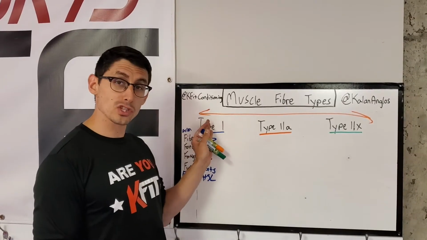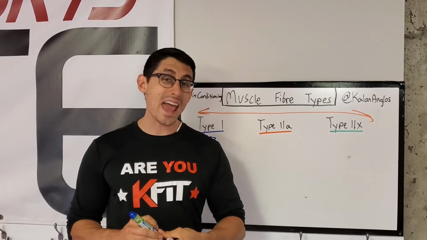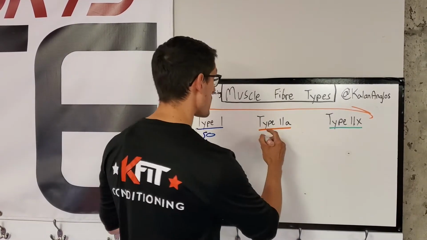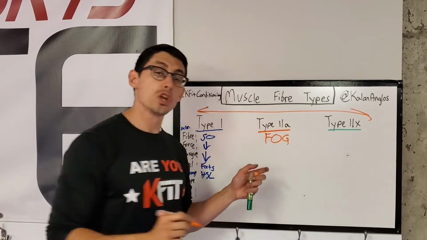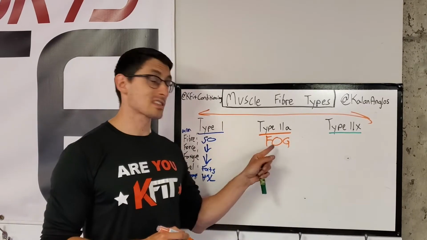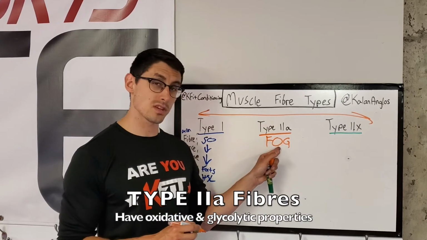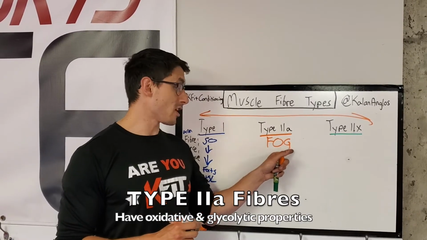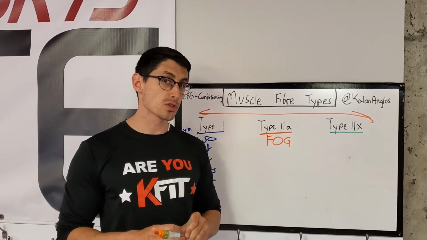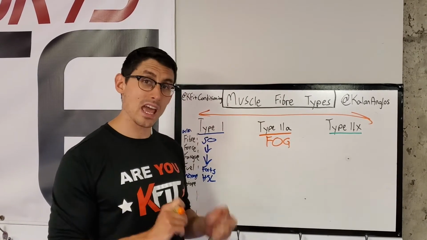So type 1 are the slow. The next fastest is what's called type 2A muscle fibers. These are known as fast oxidative glycolytic. This means that they have some oxidative capacity like a type 1 fiber. Oxidative uses oxygen. They also have some glycolytic properties, which we'll see more in the type 2X fibers, which we'll talk about in a sec. So fast oxidative glycolytic are the type 2A fibers.